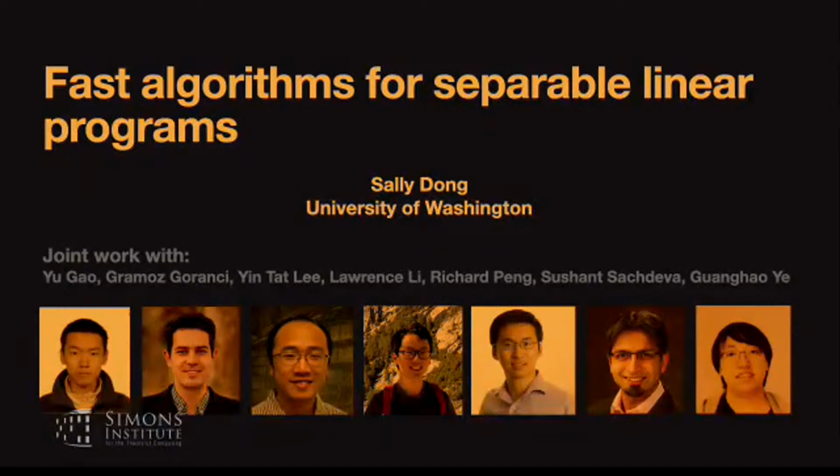So this talk is based on a line of recent work over the past 2 years or so. And these are all the co-authors that have worked on the line of work, and quite a number of them are in the audience today.